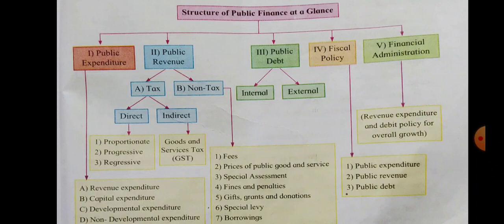Now let us see the fourth component of public finance, that is fiscal policy. Fiscal policy means the means by which a government adjusts its spending levels and tax rates to monitor and influence a nation's economy. So it deals with public expenditure, public revenue, and public debt. In short, it is a financial policy implemented by the government.